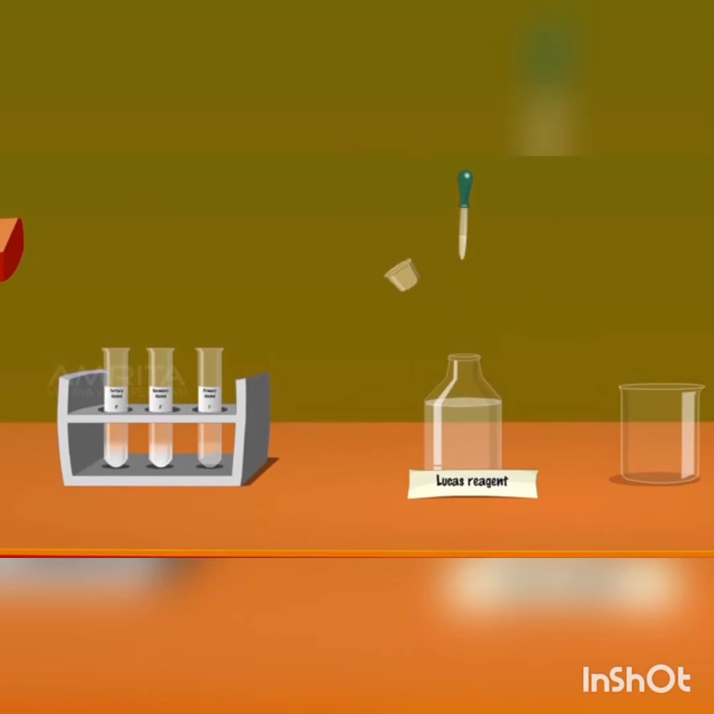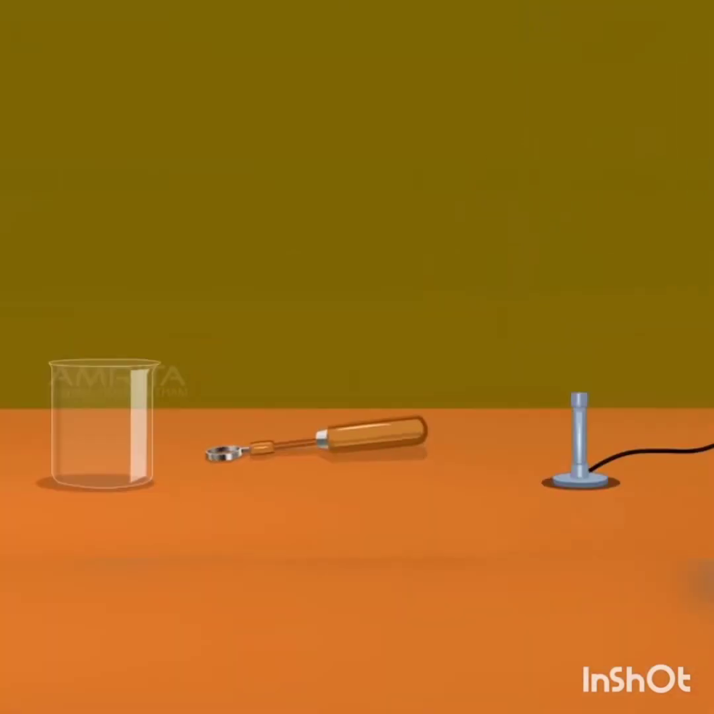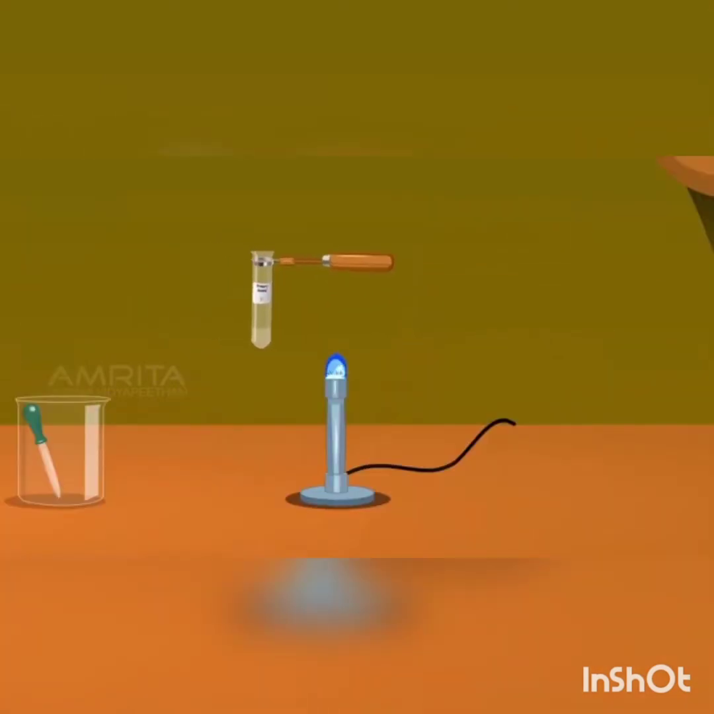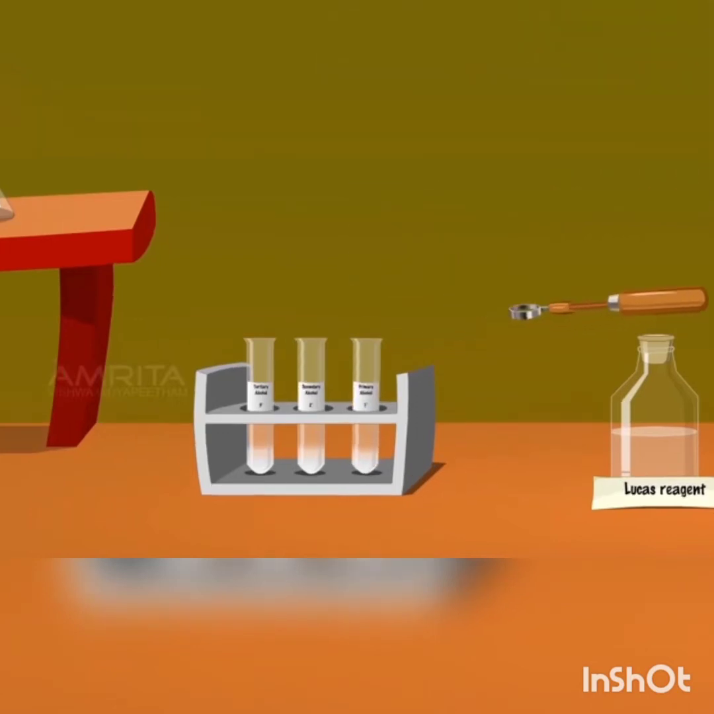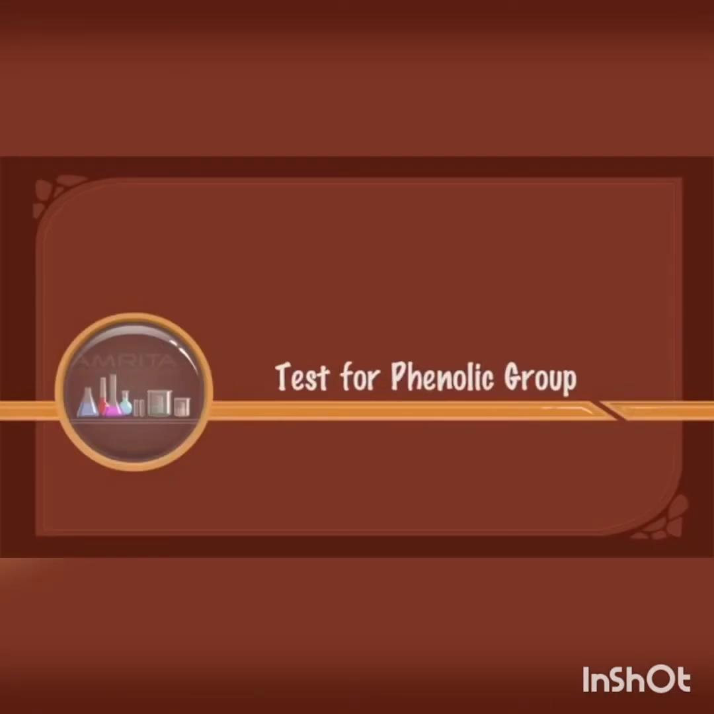Again take Lucas reagent. Add a few drops of it into the primary alcohol. Using a test tube holder, take the test tube containing primary alcohol. Heat the test tube over the Bunsen burner. On warming, primary alcohols react with the Lucas reagent to form alkyl chloride, which being insoluble results in cloudiness in the solution. Test for phenolic group.